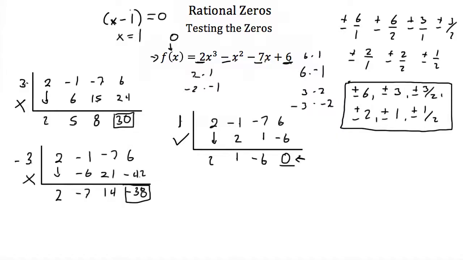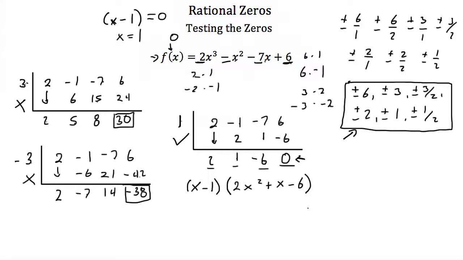Now if we think of that as a solution or a factor of x minus 1, that means that 2x cubed minus x squared minus 7x plus 6 will factor out to be an x minus 1 and then times a whole other polynomial that has these coefficients. So this would be a 2x squared plus x minus 6. Now we have this new polynomial, and we can plug that into our synthetic division and continue to test these rational zeros.